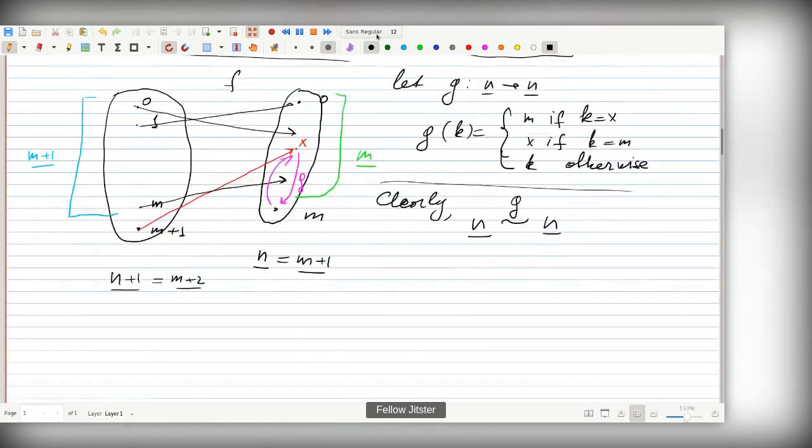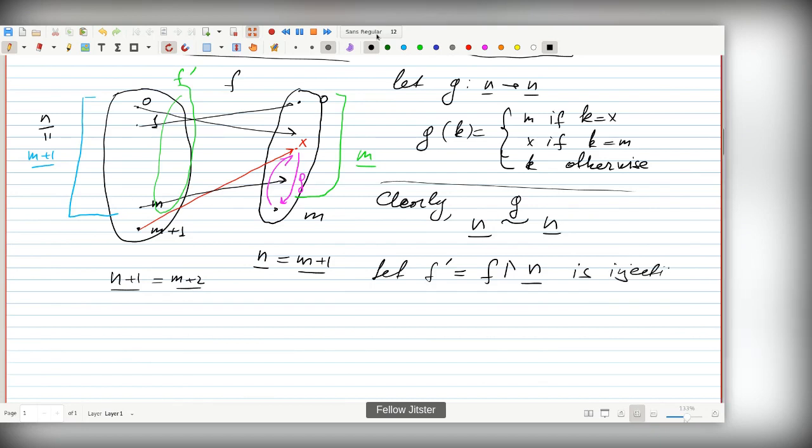So let us consider our old friend f prime, which is the restriction of f onto m plus 1 underlined, or n underlined. So what is it? It is a set of all arrows starting here, somewhere in n. The set of all such arrows. Let us take this function. It is injective, so this function is injective, as f is injective, and g is also injective, of course.